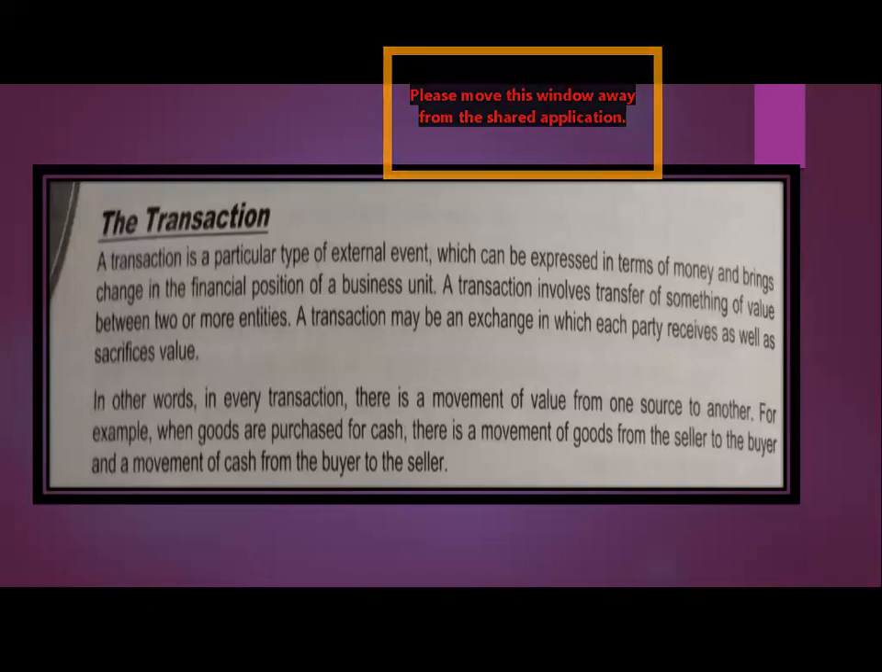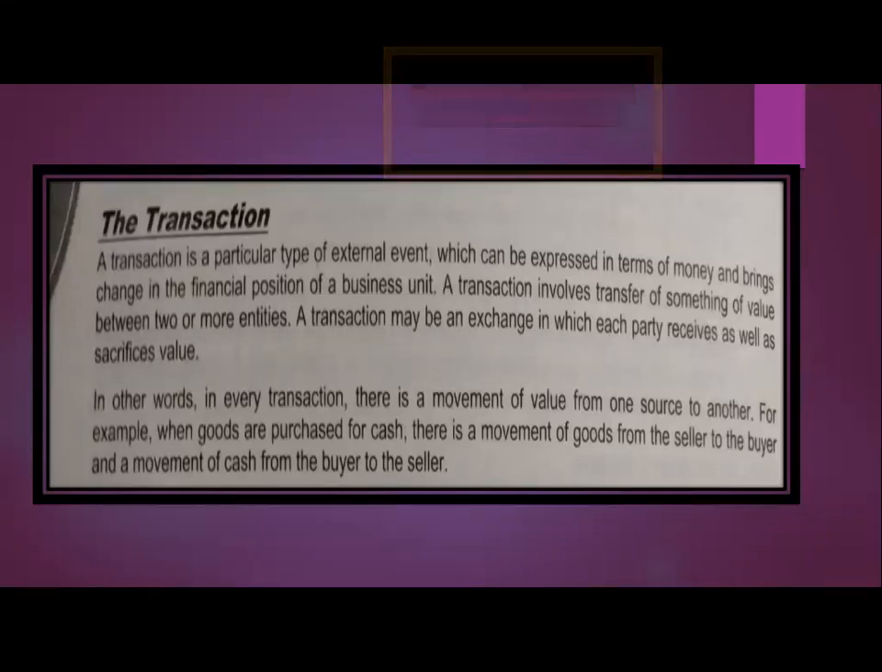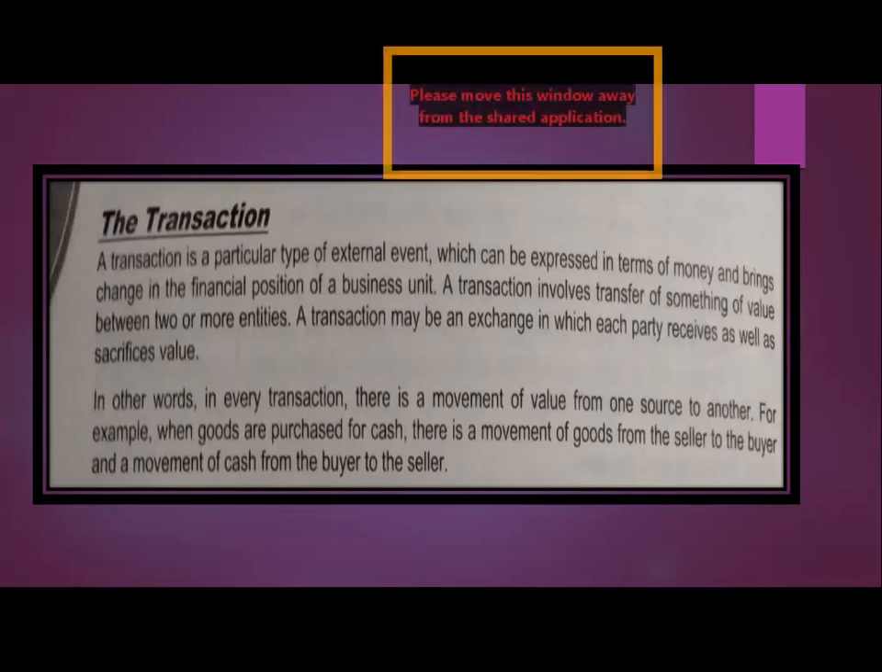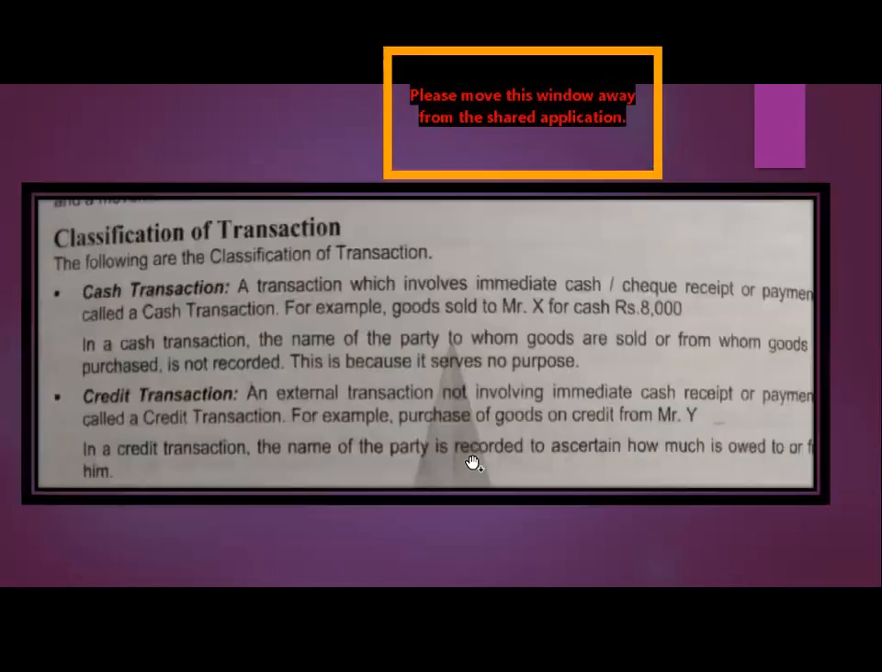For example, when goods are purchased for cash, अगर हमने कुछ पैसों पे कोई चीज खरीदी है, there is a movement of goods. हमारे पास जो सामान है वो सेलर से बायर की तरफ जाएगा और जो कैश है वो बायर सेलर को दे देगा. So this is the movement of goods कि हमारे पास कोई भी एसेट आ जाएगा और उसके रिटर्न में हम कोई अमाउंट ऑफ मनी पे करेंगे.